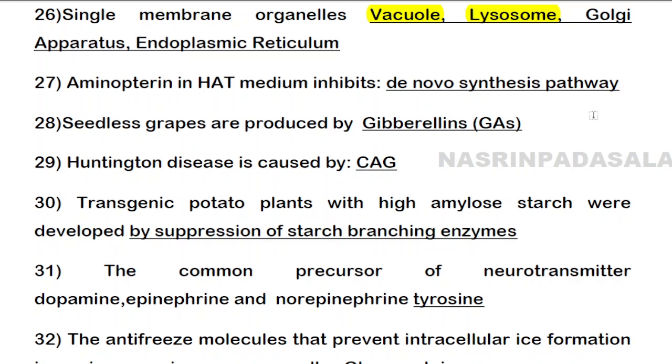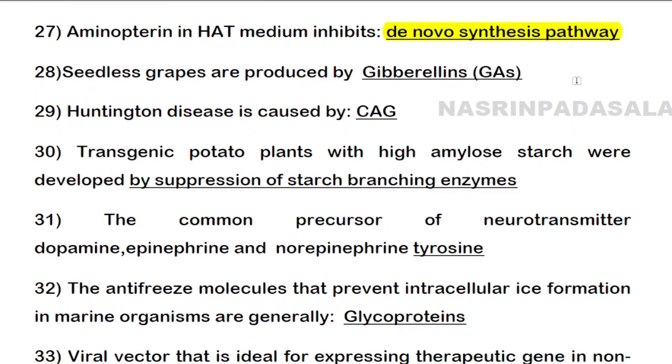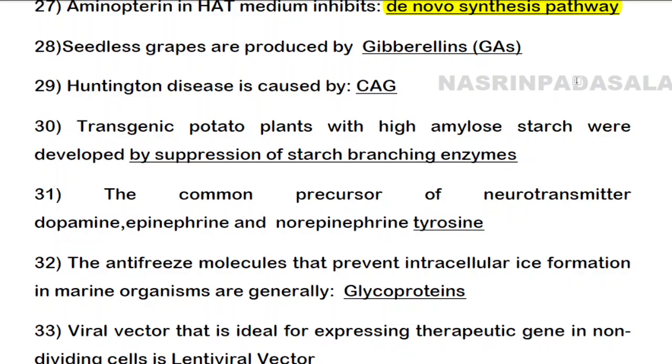27th question is that aminopterin in HAT medium inhibits. So this aminopterin will be inhibiting the de novo synthesis pathway. 28th question is that seedless grapes are produced by, so seedless grapes are nothing but a process called parthenocarpy, and parthenocarpy is induced by gibberellin.